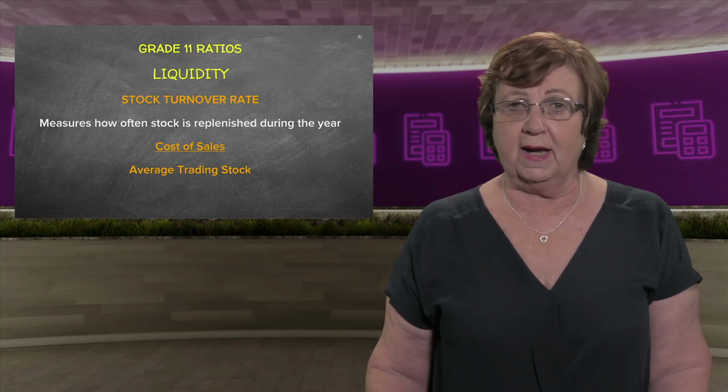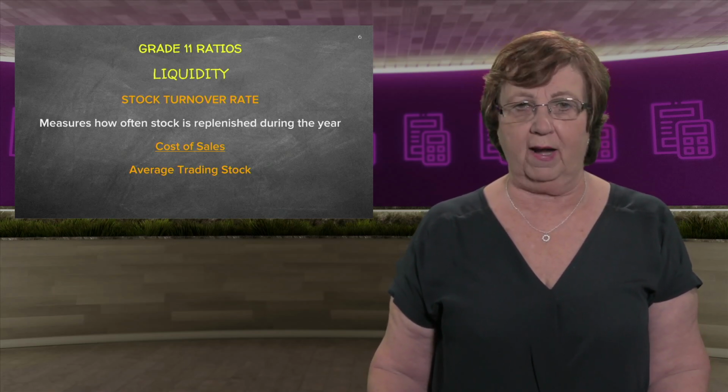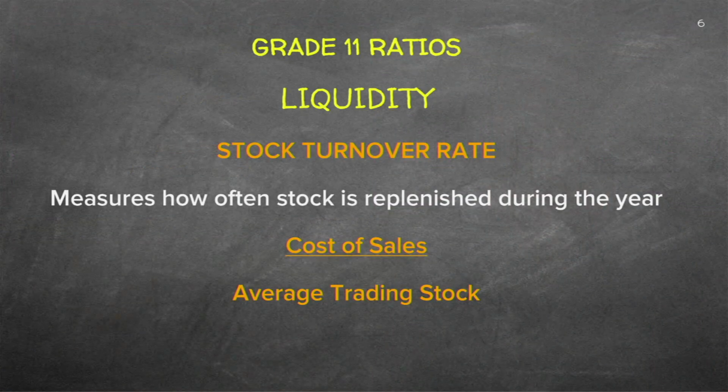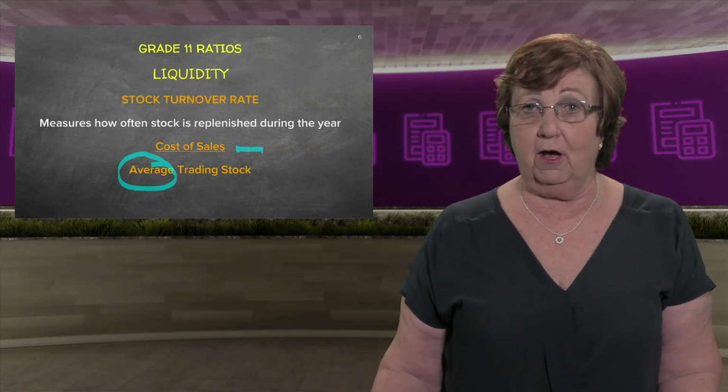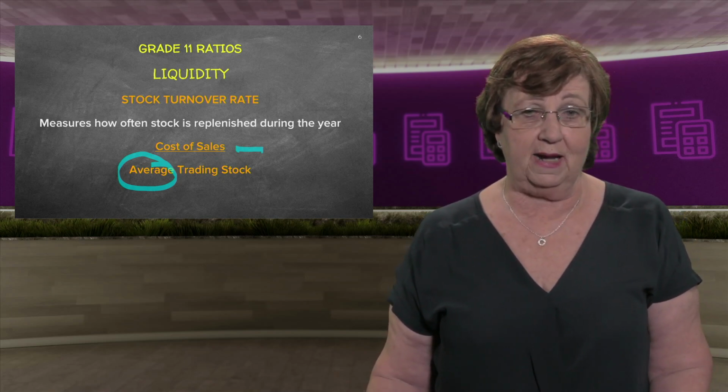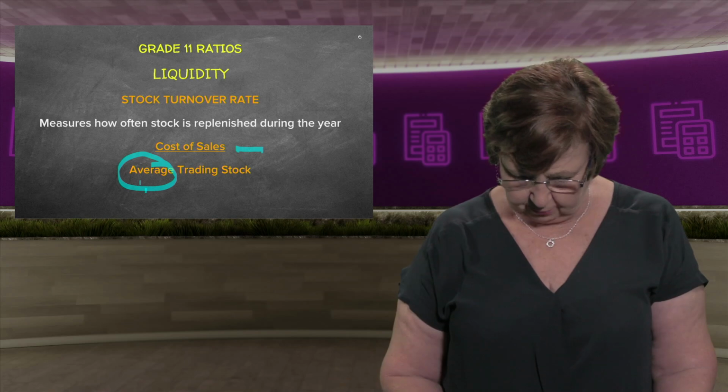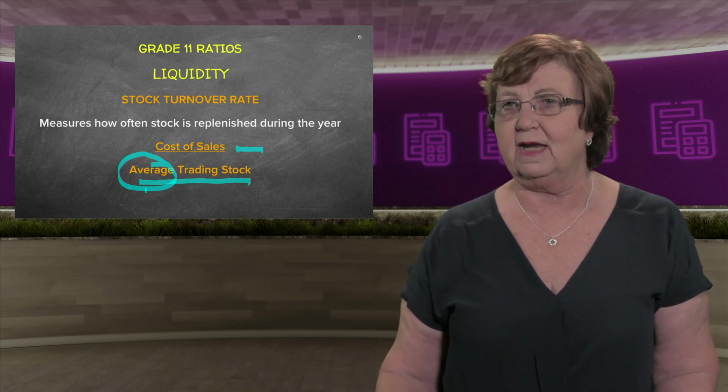Right, so today we're going to move on to our grade 11 liquidity ratios. The first one is stock turnover rate. Here I am measuring how many times per year I've got to replenish or replace my stock. To do that, I'm going to take my cost of sales figure and divide it by my average trading stock. To come back to average, you're going to take your opening balance plus your closing balance, divide by 2, and that will give you your average trading stock.